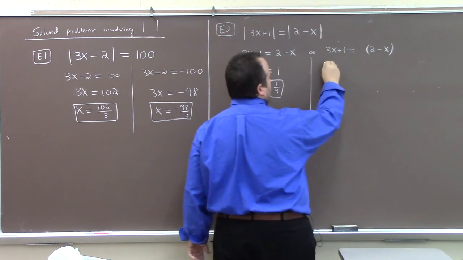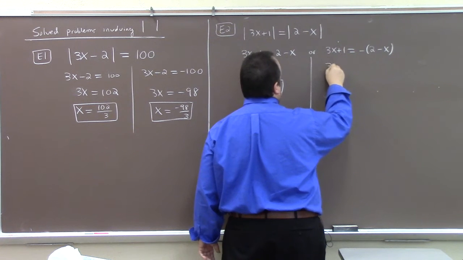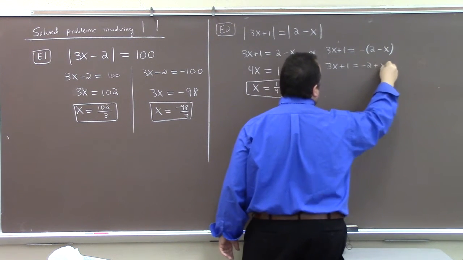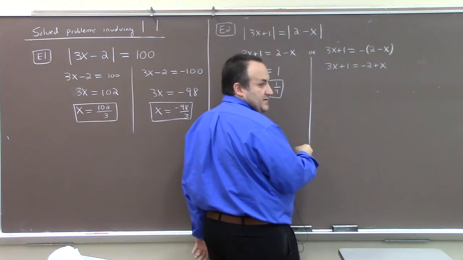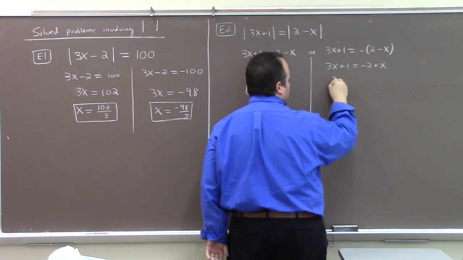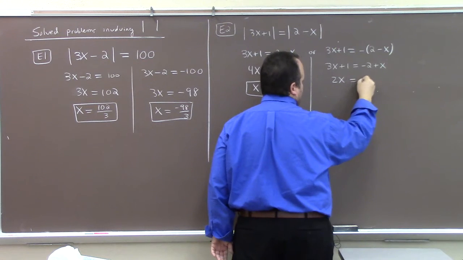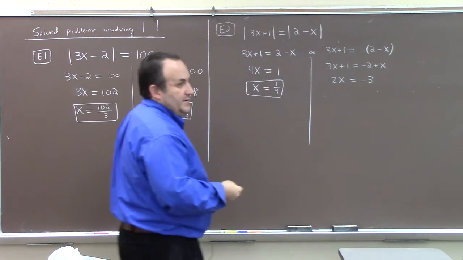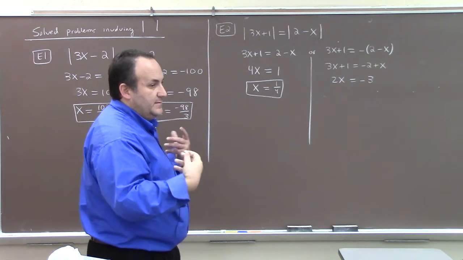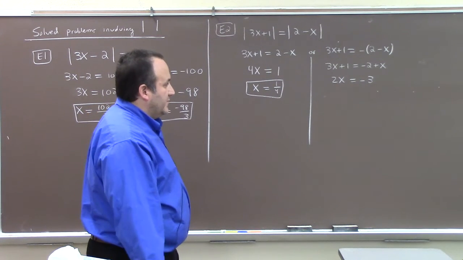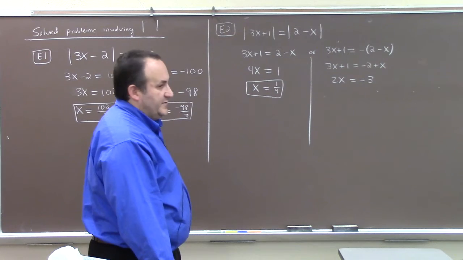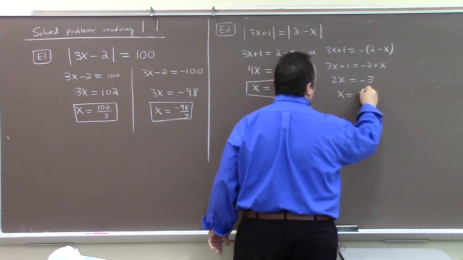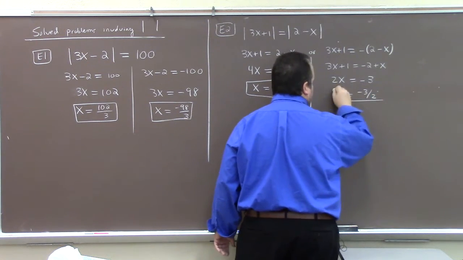Or on this side, we got 3x plus 1 equals minus 2 plus x, right? So subtract x to the other side, we get 2x. Subtract 1 to the other side, we get minus 3 this time. Minus 2 minus 1 is minus 3, which then gives x equal to minus 3/2. I think these are pretty simple.